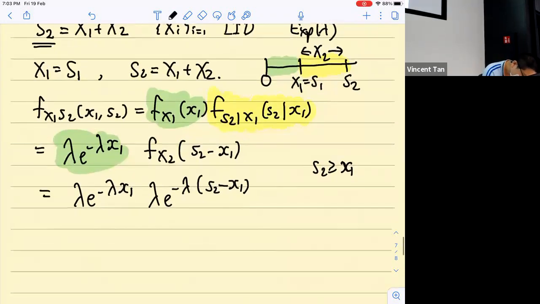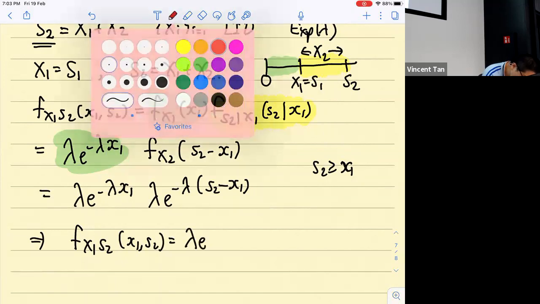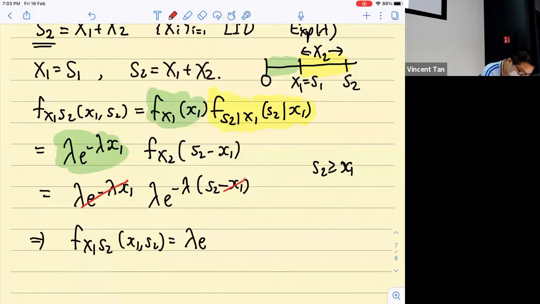So in conclusion, the joint density of X1 and S2, we write it properly, is lambda e to the minus lambda x1 times lambda e to the minus lambda (s2 minus x1). You notice here we have something amazing: this part cancels with this part here. We get lambda squared e to the minus lambda s2. Here you have to be super careful, because S2 could be negative, so you have to write 0 less than X1 less than S2. In this way, we are all very happy.